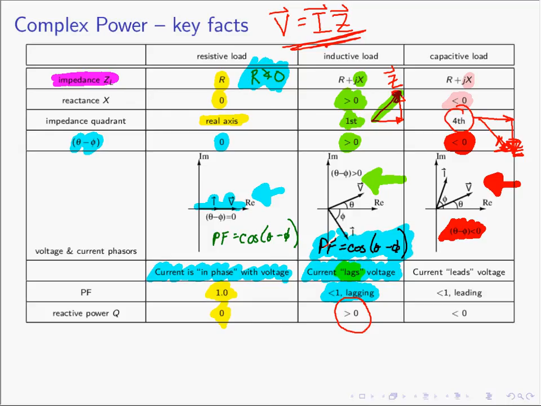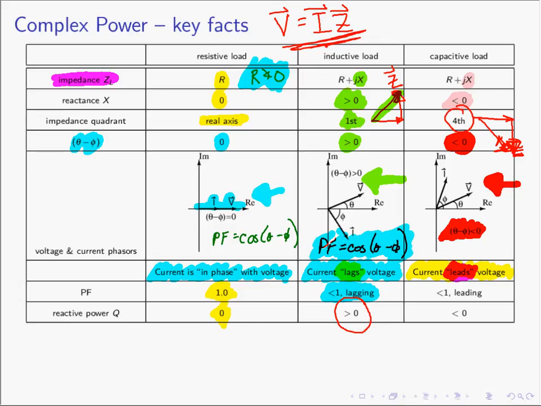And if you were to watch these currents go by on the oscilloscope, you would see that the current would peak first, then the voltage would peak, because they're sinusoids with these phase angles. And so we like to say that the current leads the voltage.